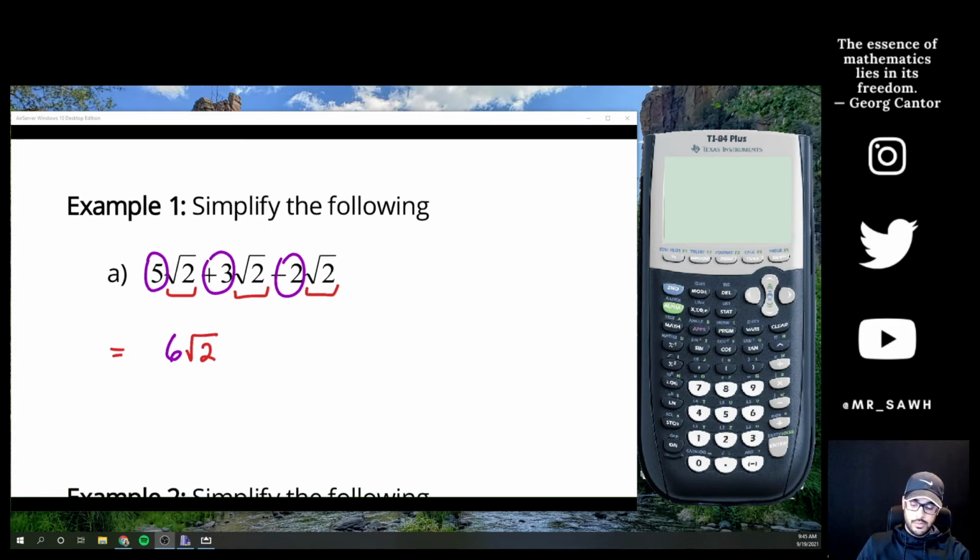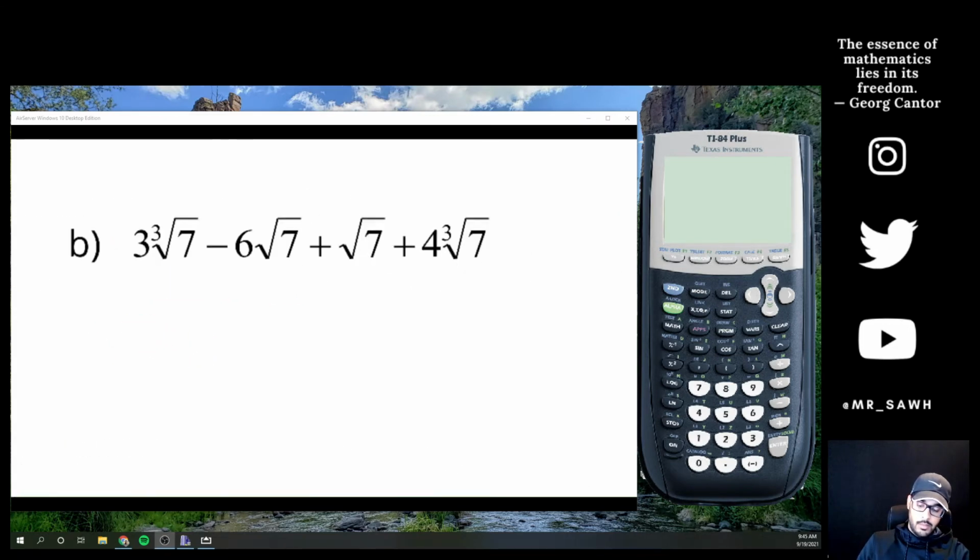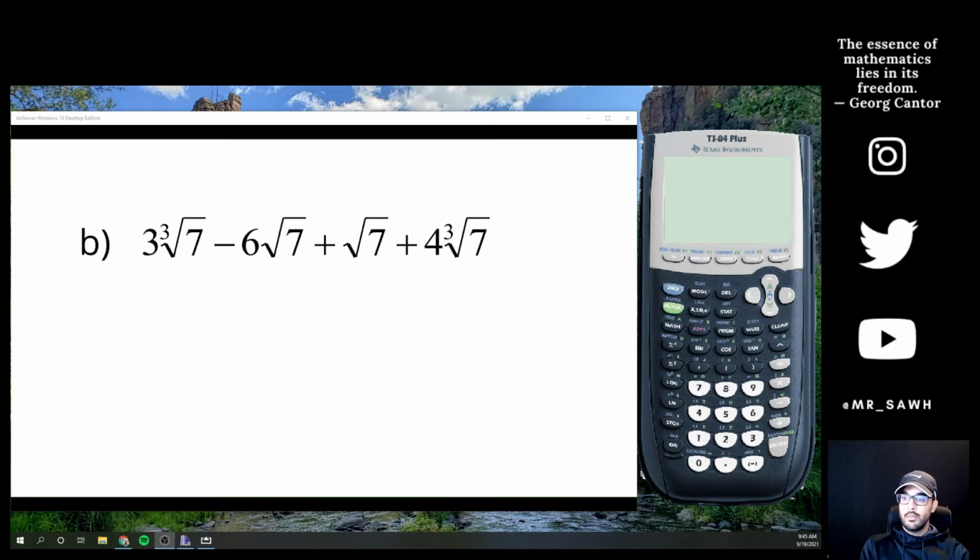Okay, 6 root 2's. For B, you've got some of them that are like radicals and some that can't be combined with those. So you've got square root 7's, if I look at those middle terms, and then I've got cube root 7's. So 2 of them can be put together, and the other 2 will get put together.